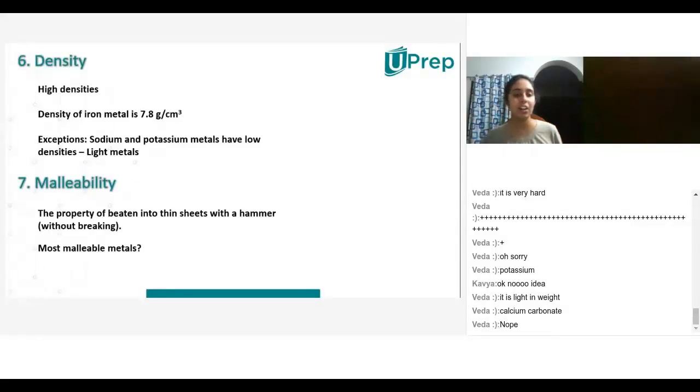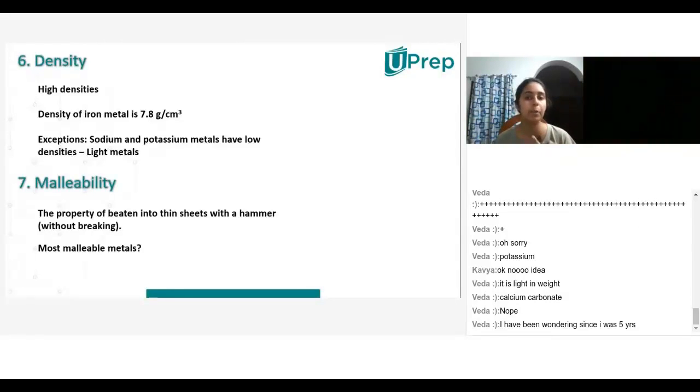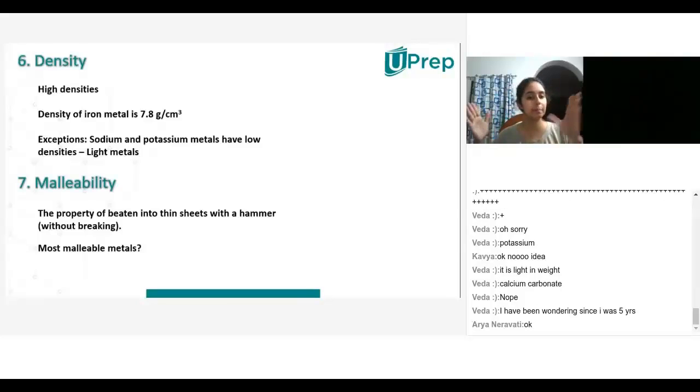All right. So exceptions to high density metals are sodium and potassium. They have low density, and that is why they are called light metals, and which is why they are on the left hand side of the periodic table, and the middle of the periodic table is called heavy metals, right? So these are called light metals because they are less dense.